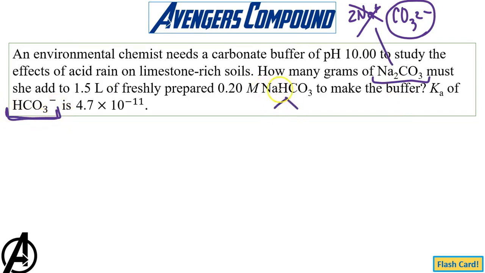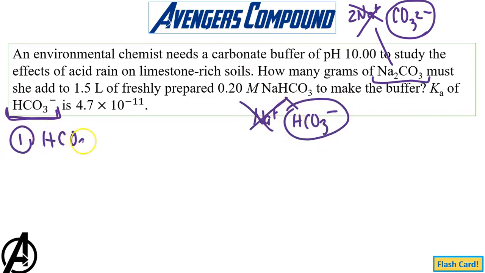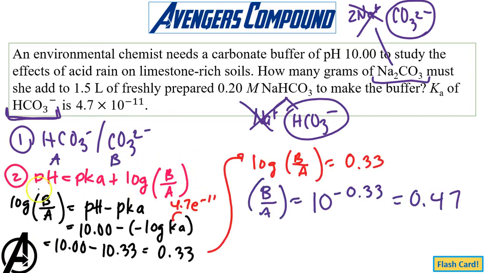So when I look at my NaHCO3 here, I know that's going to dissociate to Na plus and HCO3 minus. And so Na plus doesn't matter. My conjugate acid-base pair is going to be HCO3 minus and CO3 2 minus. This is going to be my acid, and this is going to be my base here. Okay, so I have my Henderson-Hasselbalch equation here, and I'm trying to find the ratio of my base to my acid.